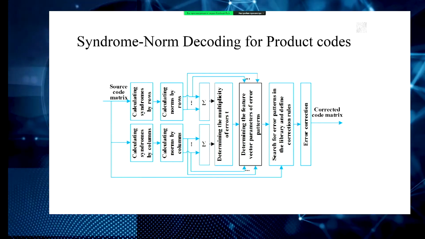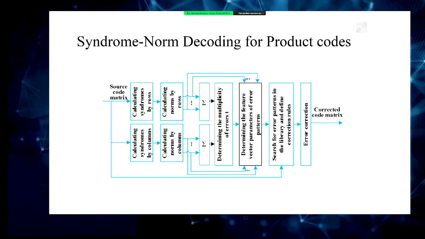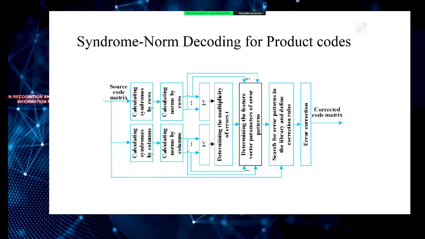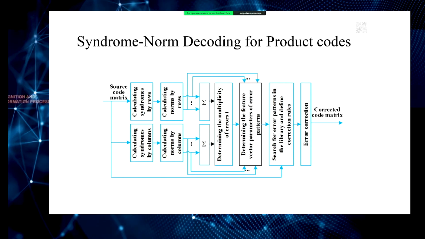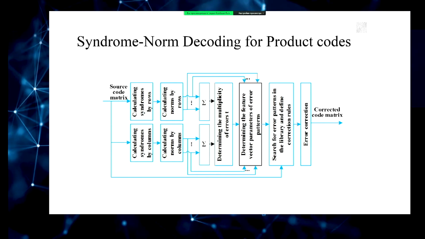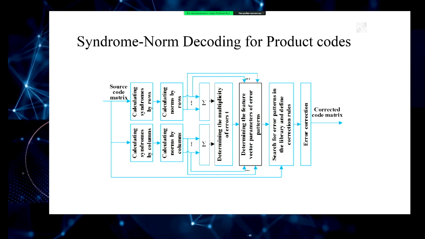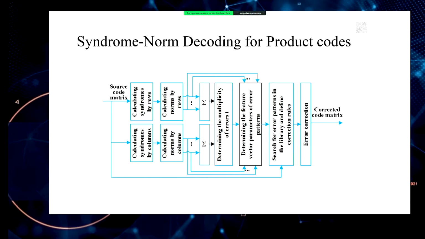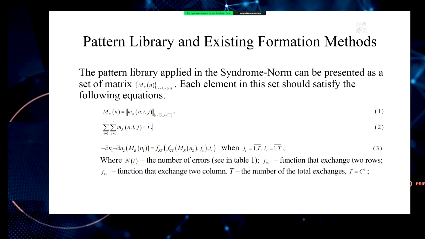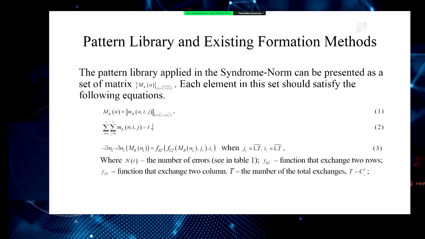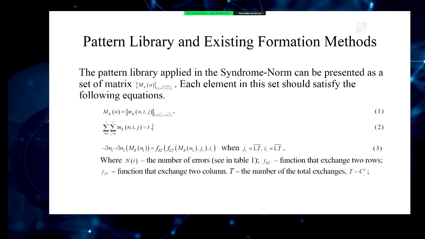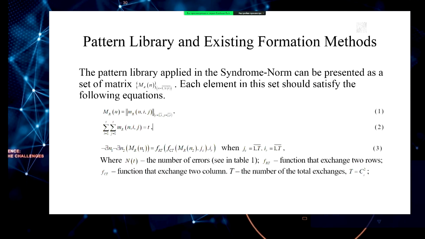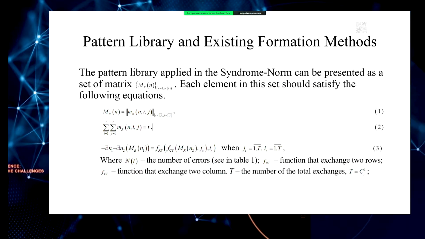The decoding ability of a single norm method is wholly dependent on the error pattern library. Therefore, one of the limitations of this method is that the formation of the matching library is very time-consuming, so it is tough to form a pattern with a lot of errors. The pattern library applied in the single norm can be presented as a set of matrices MRN. Each element in this set should satisfy the following equations.